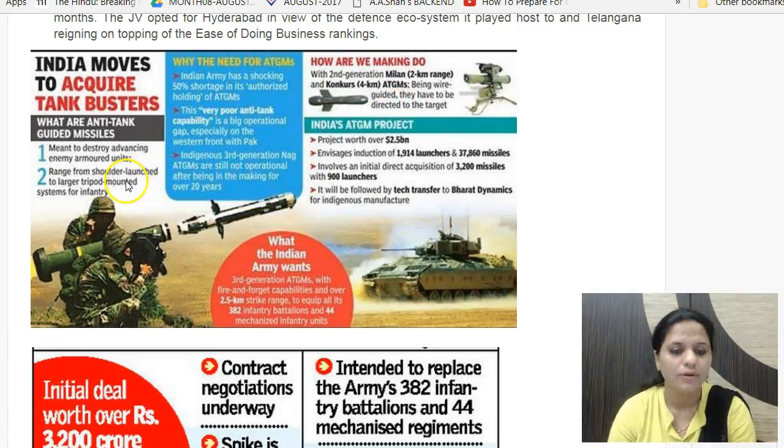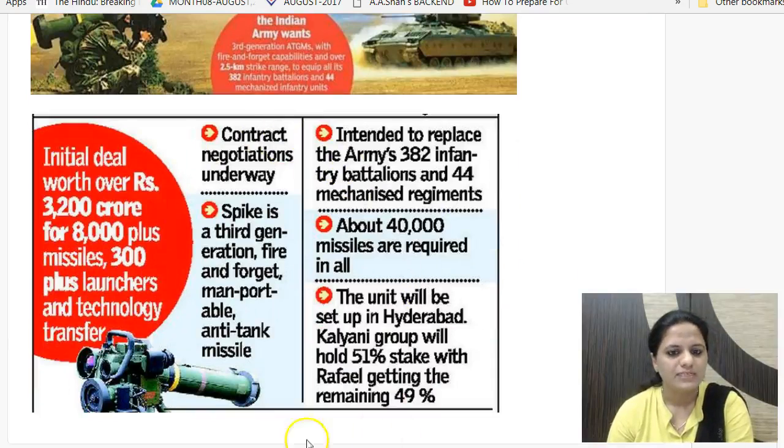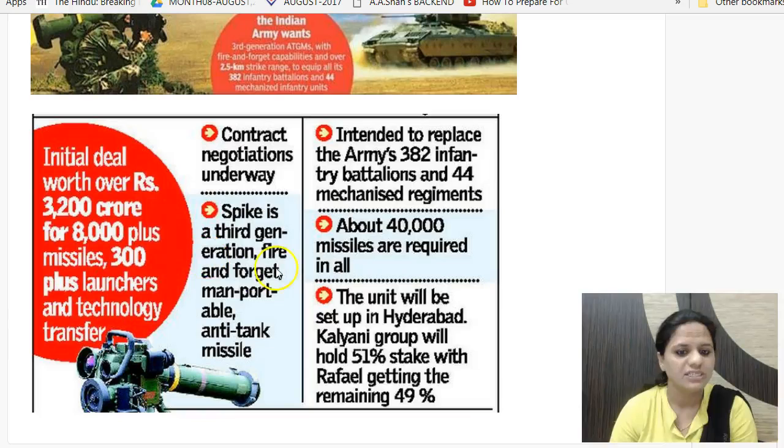We are also manufacturing our own anti-tank guided missile, the NAG missile, but still it has not been functional. That is why we are in dire need of anti-tank guided missiles, and the Spike of Israel being manufactured in the country will give a boost to the Indian Army as well. We have a 50% shortage of the authorized holding of ATGMs, anti-tank guided missiles, in the country. So these are the details also provided of this deal, Kalyani Group, which we just discussed. They are intended to replace missiles in the Indian Army's infantry battalions and mechanized regiments. This is the third generation. What we are using is second generation. This is the third generation fire and forget man portable anti-tank missile, Spike.